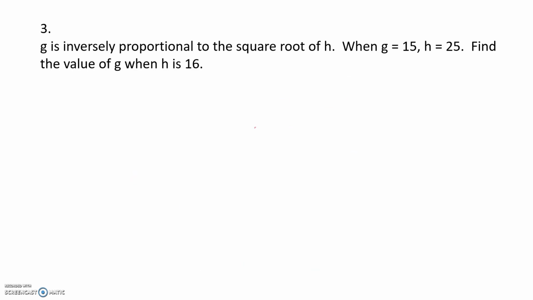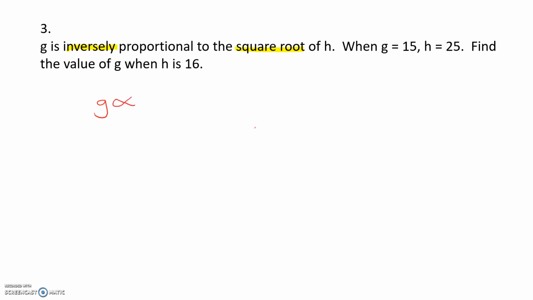Okay, question 3. G is inversely proportional to the square root of h. Okay, so as soon as we've got something's proportional to, something's inversely proportional to, you need to know the steps for solving these. So G is inversely proportional to.